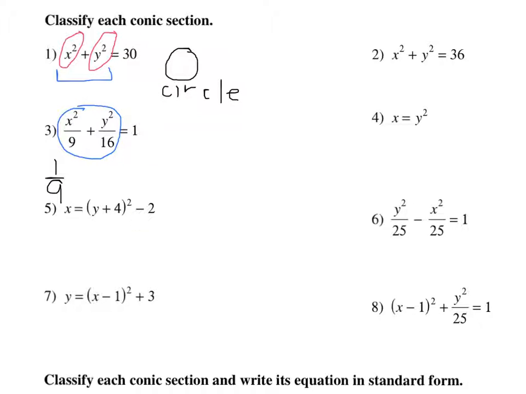Now the coefficient for x squared is essentially a coefficient of 1/9. And the coefficient for y squared is essentially a coefficient of 1/16. And because they have different coefficients, this actually means that it's being stretched in one direction more than the other, which is going to produce an ellipse. Okay. All right, let's look at a different one. Let's look at number 5.